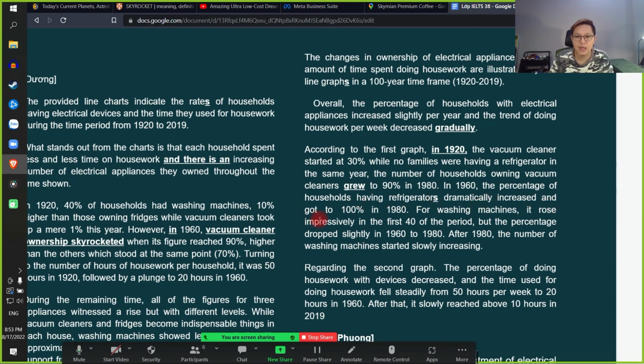Dramatically increase and got to. Nhớ là get got là không trịnh trọng, không nguyên. You remember? Get got is it's informal. So should not be used in writing. And dramatically increase and reached 100%.